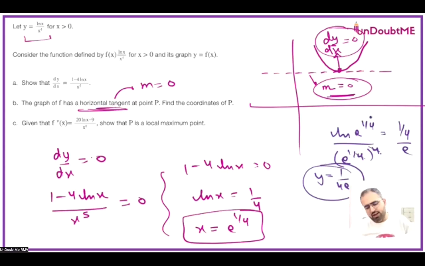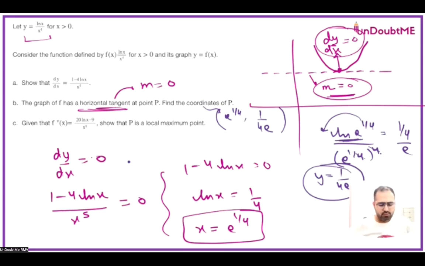What I have done is I have just used some properties of log and then indices. Because of that, I just got this 1 by 4 ln e. Ln e is 1. So the value of y is 1 by 4e, and that's the coordinate of point P: e to the power 1 by 4 and 1 by 4e.